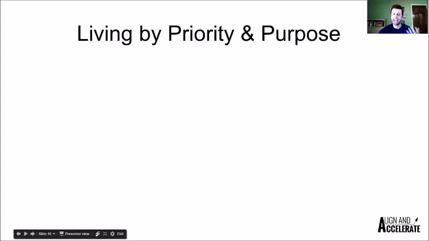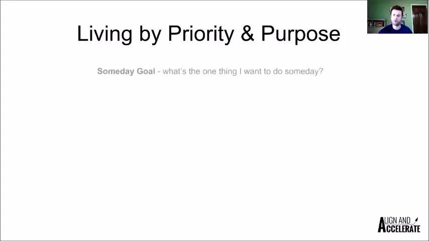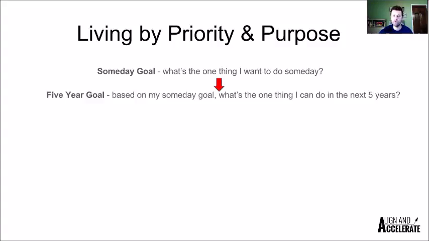In The One Thing, they talk about living by priority and purpose as a key component of the book. But they pose this question: what's the one thing I want to do someday? And this is your someday goal. Now, based on your someday goal, you create a 5-year goal. Based on my someday goal, what's the one thing I can do in the next 5 years?